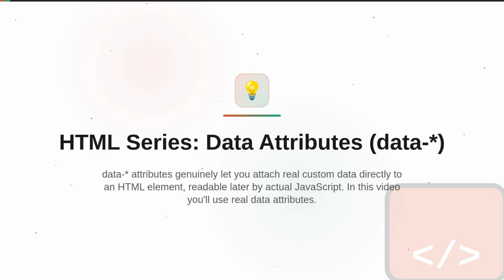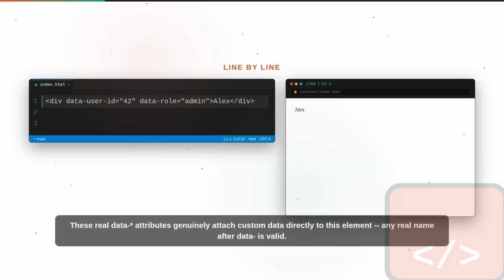Data-* attributes let you attach custom data directly to an HTML element, readable later by JavaScript. In this video, you'll use data attributes. These data-* attributes attach custom data directly to this element. Any name after data- is valid.